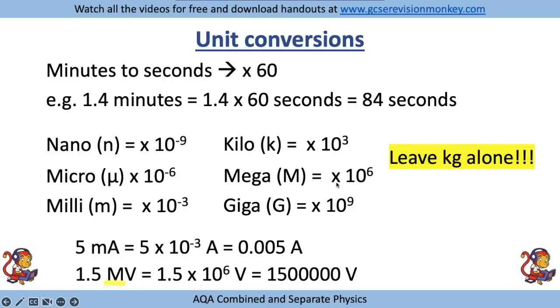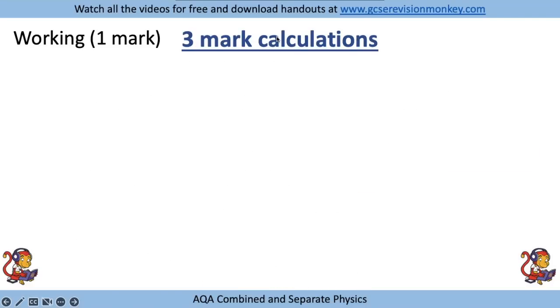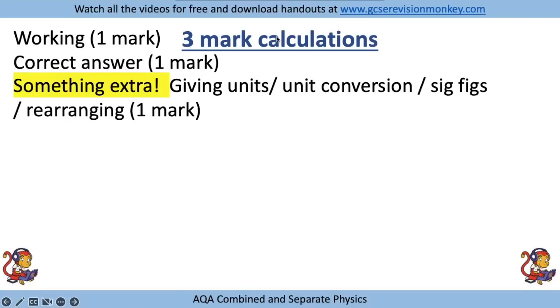Or if you had a capital M there, that would mean mega. So mega is times 10 to the 6. So you'd have 1.5 times 10 to the 6 volts, which is equal to 1.5 million volts. Another thing to look out for in 3-mark calculations is giving your answer in significant figures.